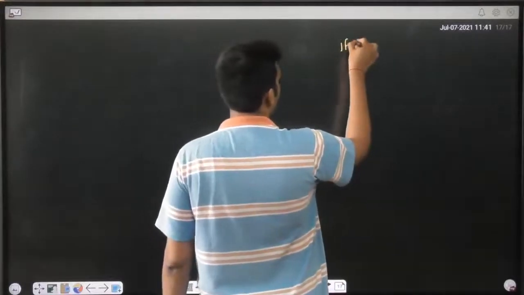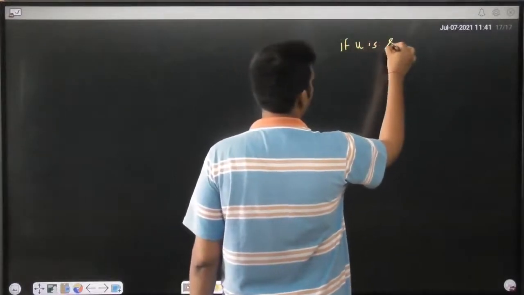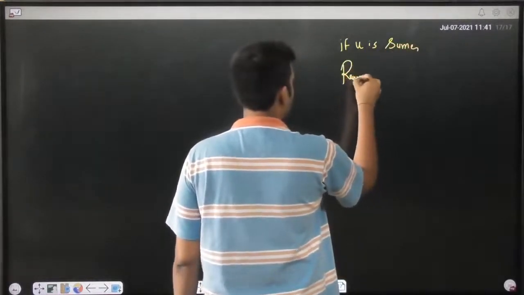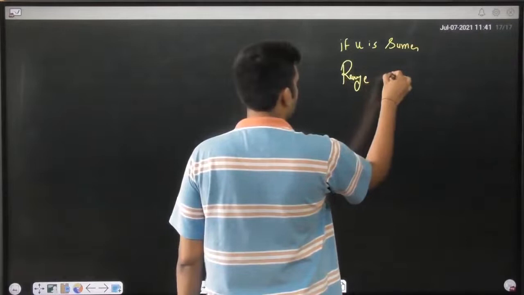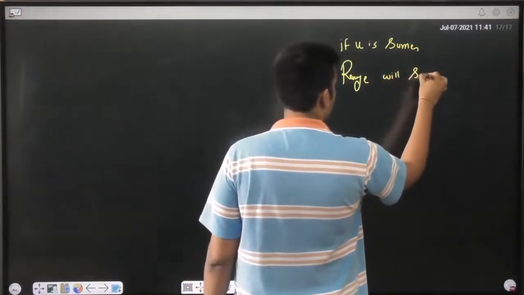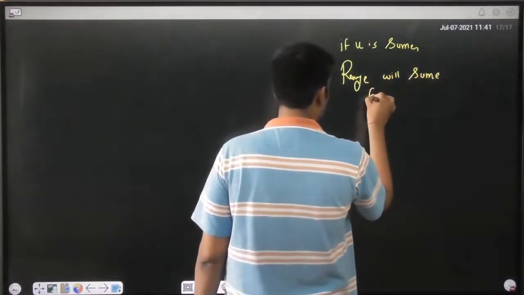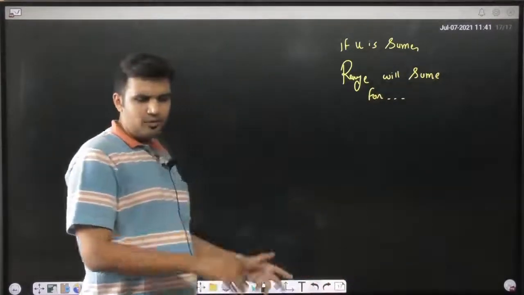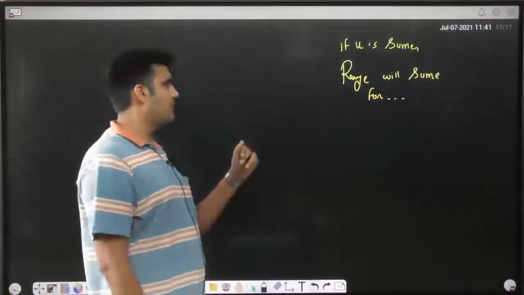If u is the same, then the range will be the same for complementary angles. Now you will have a number of sets of complementary angles.